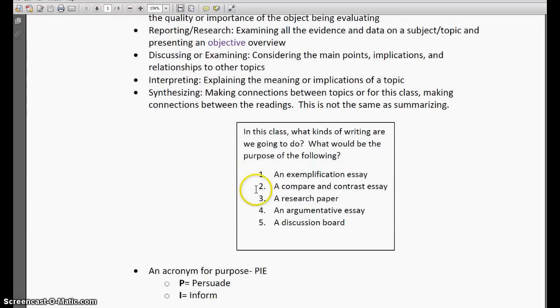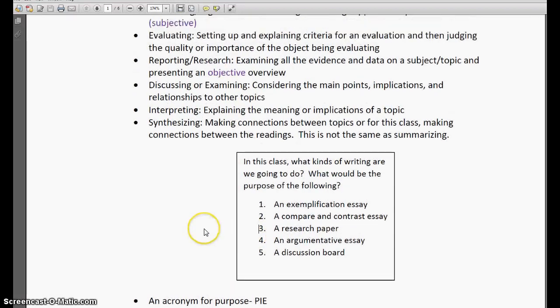Let's take a look at the box. These are some of the types of writing that we're going to do in this class this semester. We're going to do exemplification, a compare and contrast. We'll do a research paper, an argumentative, and then in my online class you'll be doing discussion board postings. So, if you look at the questions, what kinds of writings are we going to do? Those 5. And then what would the purpose of the following be?